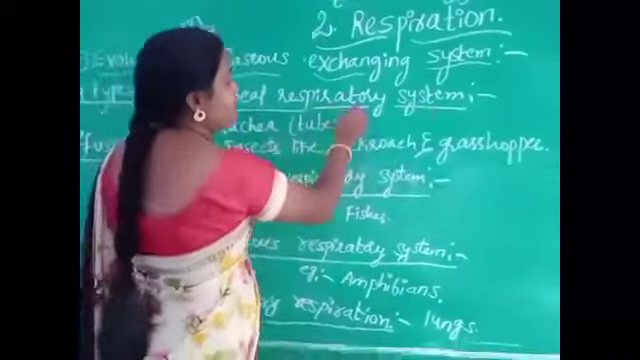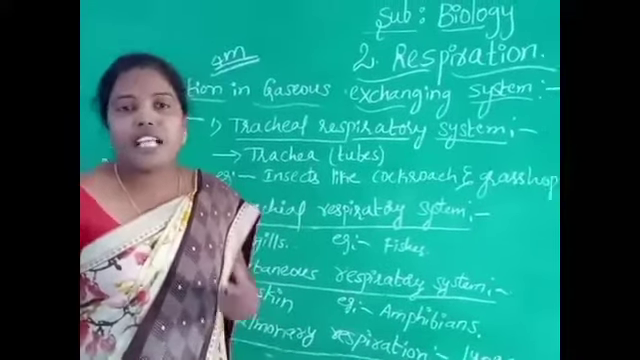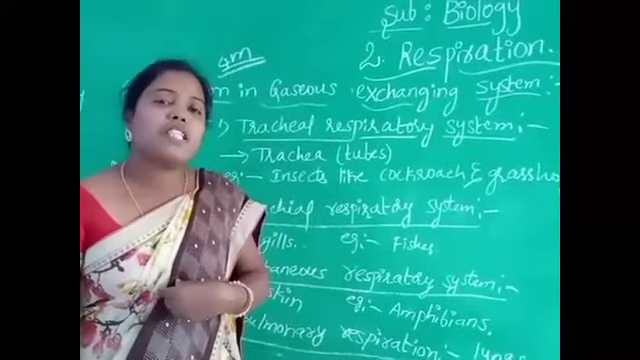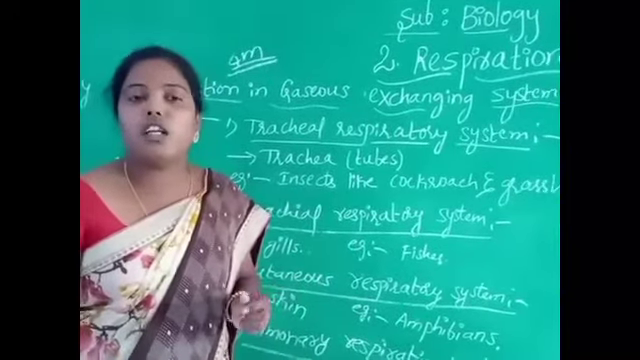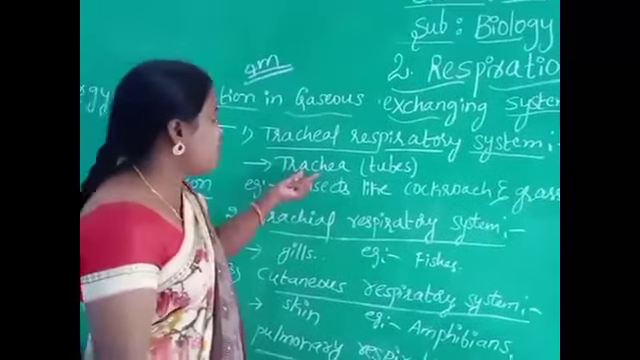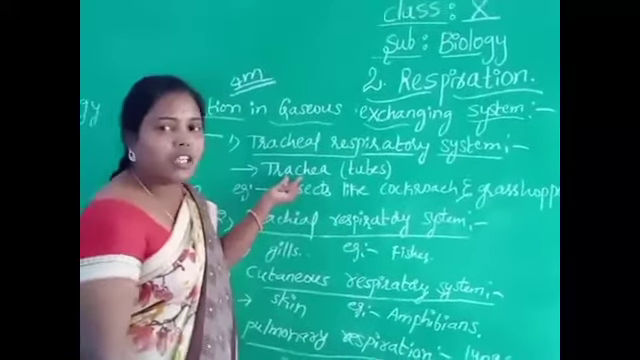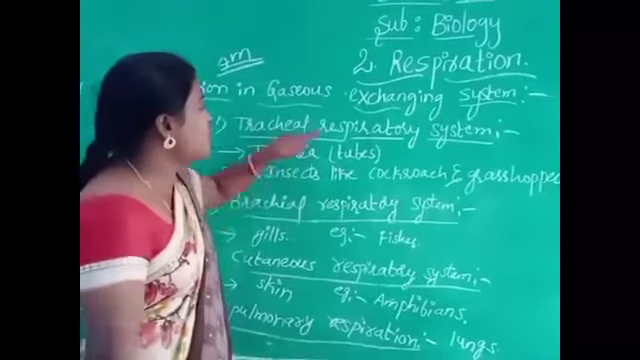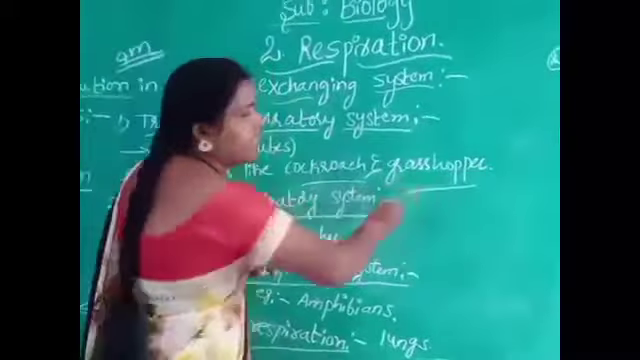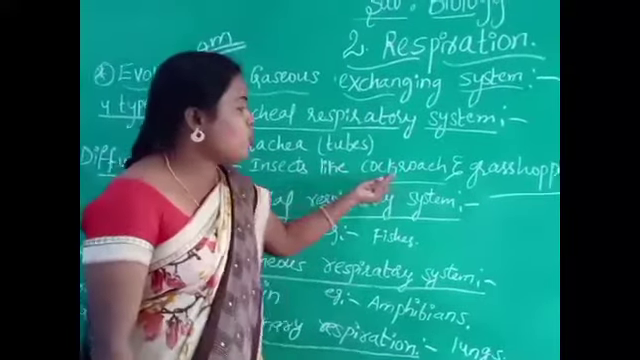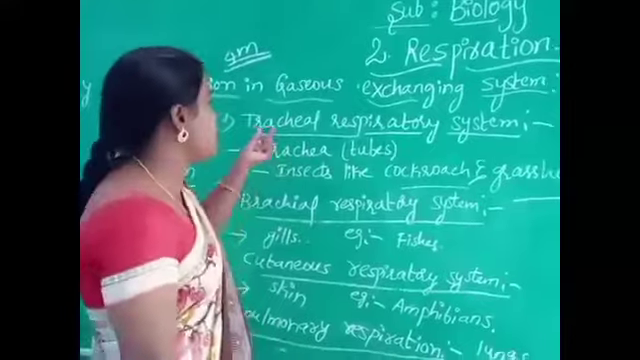The respiration process is of mainly four types. First one, respiration in the presence of trachea. Trachea is a tube-like structure which is present in the body. The trachea is divided into many smaller tubes, that are called tracheoles. Okay, so if the trachea is responsible to carry air and to release air in the living organism, the type of respiration is called the tracheal respiratory system. Example, insects like cockroach and grasshopper. Children, insects like cockroach and grasshopper carry out respiration through the trachea. Okay, so this is about the tracheal respiratory system.